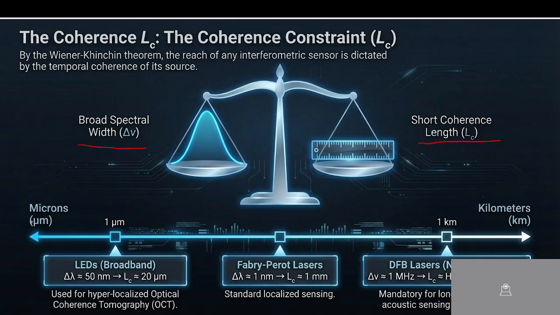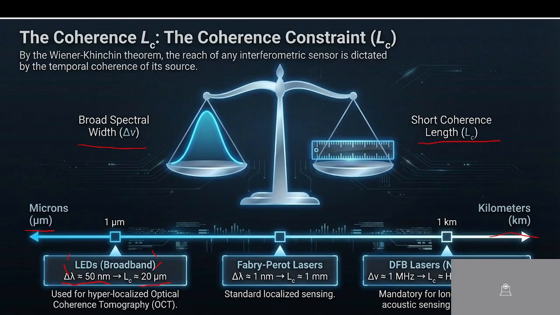For that, from a few microns of sensing application to a few kilometers can be balanced using different sources. For short distance sensing, the source can be an LED, which has a high broadband, and delta lambda, the full width at half maximum, is approximately 50 nanometers, and the LC is 20 micrometers.